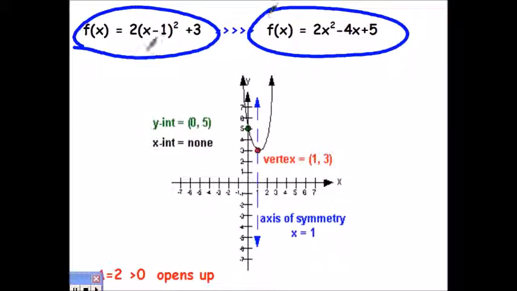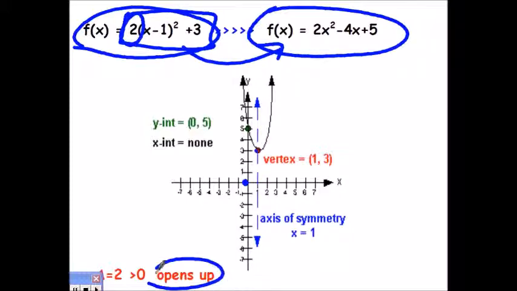But if I simplified this, I would get that. So these are the exact same thing. So notice the standard vertex of 0, 0 has been moved 1 to the right and 3 up, giving us the vertex of 1, 3. Since this is positive, it is opening up. And because there's a 2 there, instead of it being just y equals x squared, it's a little bit narrow because of the greater rate of change.